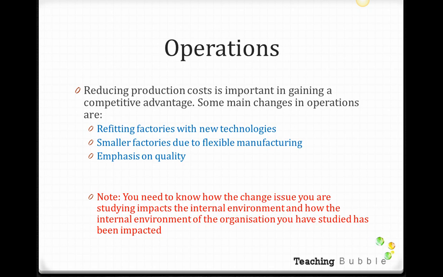I've got down the bottom there the change issue. First of all, you need to know a change issue, so you need to be able to study a change issue, and you need to know an organisation, so you need to study an organisation. What you need to know is how the change issue that you are studying impacts the internal environment of an organisation, and also you need examples of how the internal environment of the organisation that you have studied has been impacted due to a particular issue. So that's important that you know that. In our class, we've done mergers and acquisitions, and that's our major change issue.